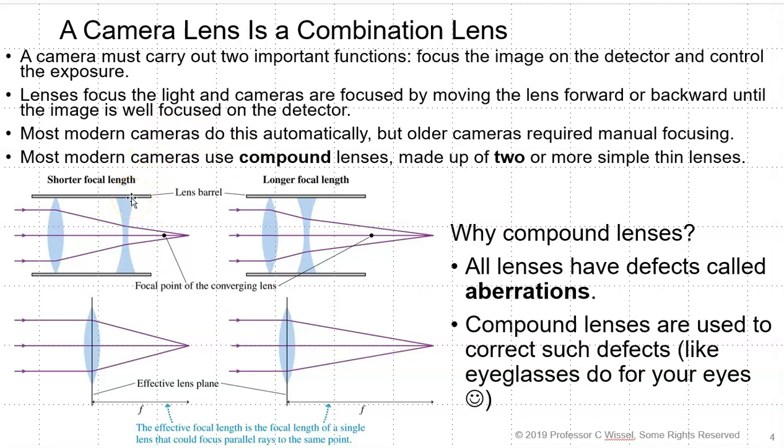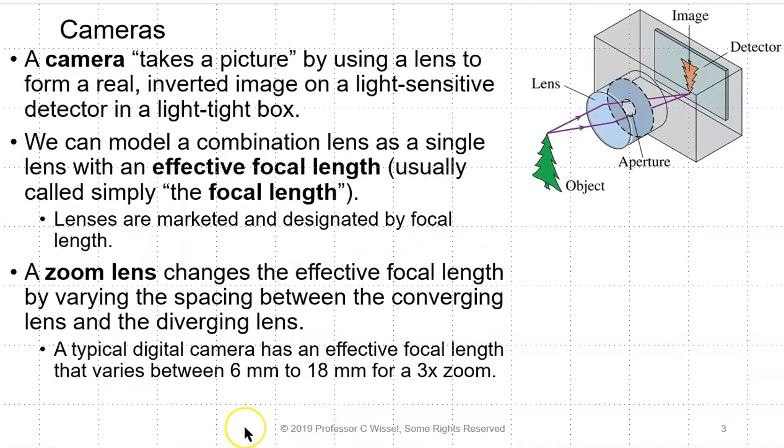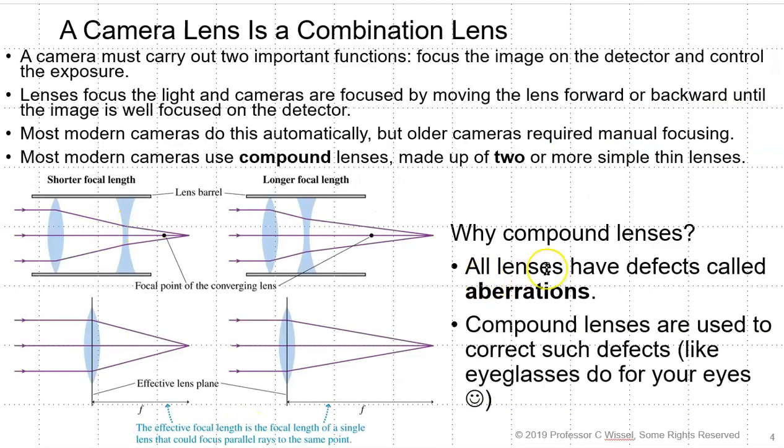Most modern cameras use compound lenses made up of two or more simple thin lenses. Now, why do you use compound lenses? Well, all lenses have defects called aberrations. Compound lenses are used to correct such defects. It's sort of like what eyeglasses do for your eyes. Now, if you're wearing eyeglasses, you have 3 lenses, not just 2.